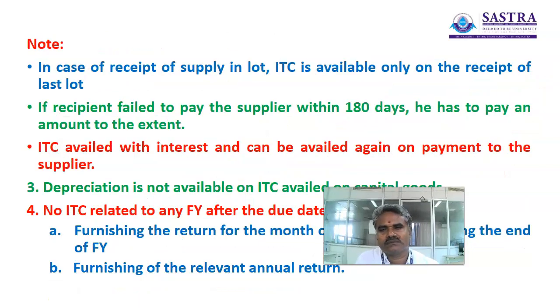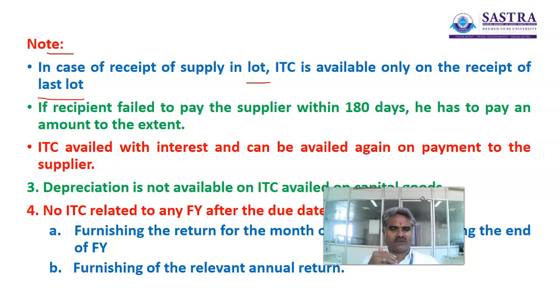Note. In case of receipt of supply in lots, ITC is available only on the receipt of the last lot. You place an order for 100 TVs. You are running a furniture mart in a primary location in your city. You placed an order with Sony company, asking them to supply 100 Flotron TVs.